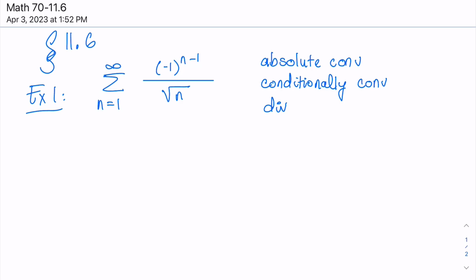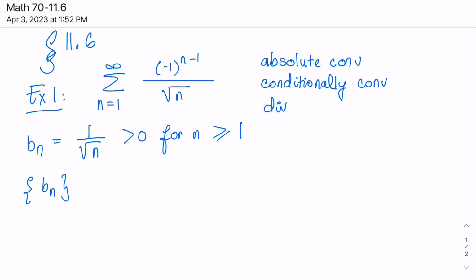is absolutely convergent, conditionally convergent, or divergent. So first, let's identify b sub n. B sub n is going to be 1 over square root of n. So b sub n is going to be greater than 0 for n greater or equal to 1. We can see that the sequence is decreasing for n greater or equal to 1.